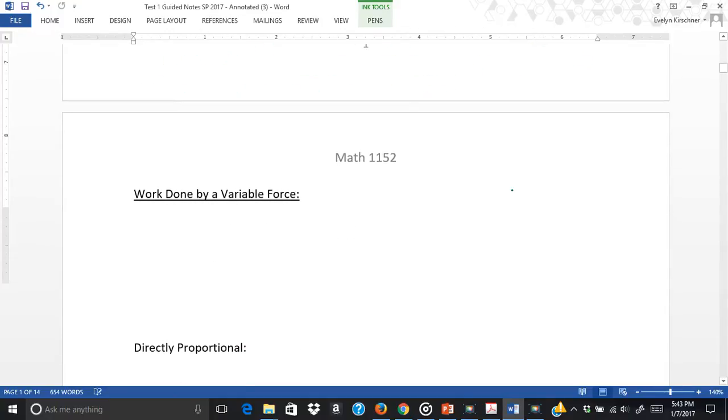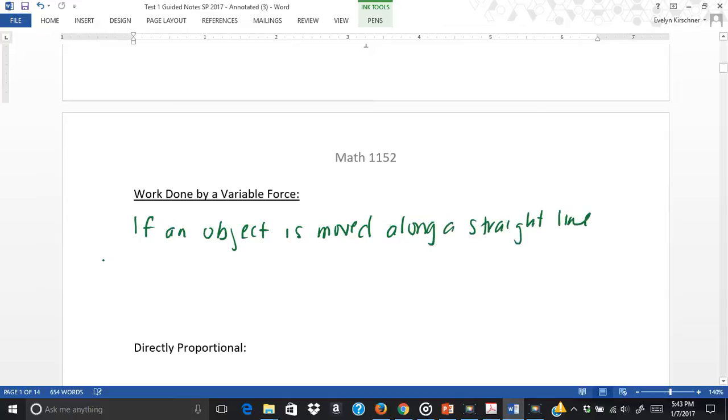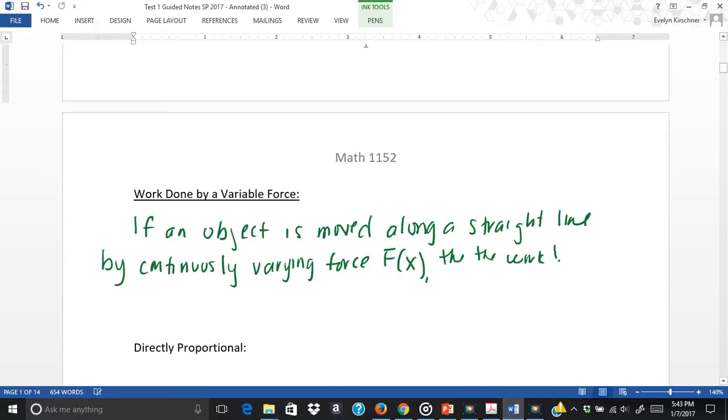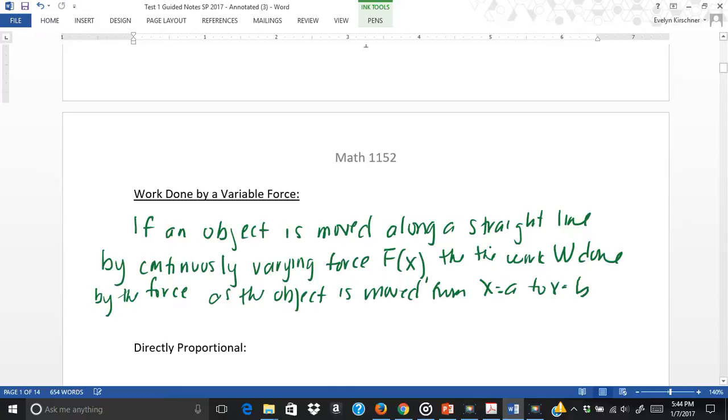So I have a definition, work done by a variable force. If an object is moved along a straight line by a continuously varying force f of x, then the work done by the force as the object is moved from A to B is given by W equals the integral from A to B of f of x dx.